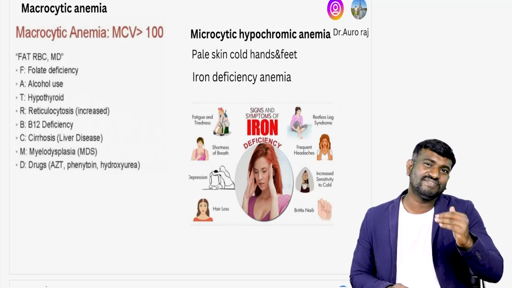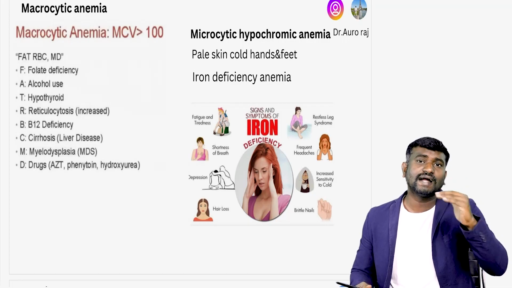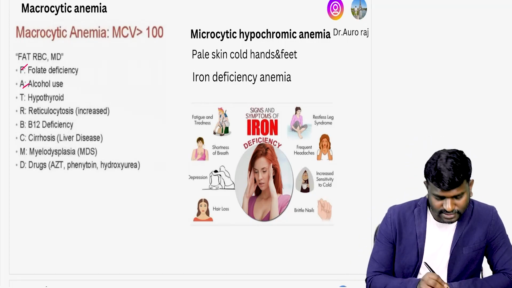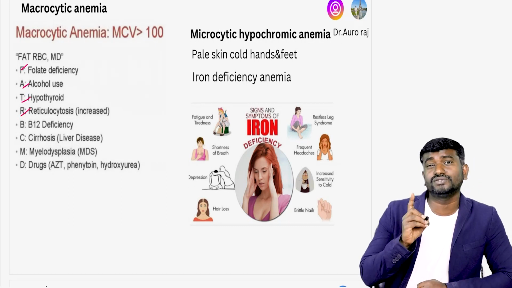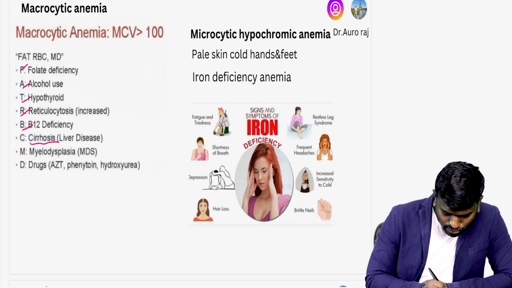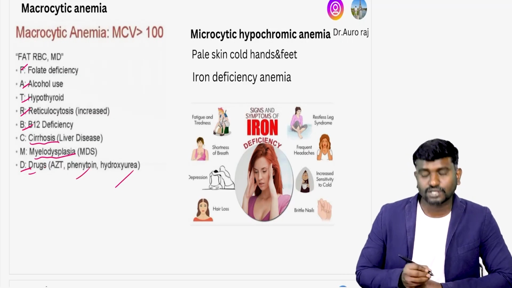Macrocytic anemia, please remember, MCV is going to be greater than 100. It comes with the mnemonic FAT RBC MD. This is for macrocytic anemia. Let's go. F is for folate deficiency. A is for alcohol. T for hyperthyroid. R is for reticulocytosis. B is for vitamin B12. C is for cirrhosis. And M is for myelodysplasia. And D for drugs. Yes, it is going to be phenytoin and also hydroxyurea.